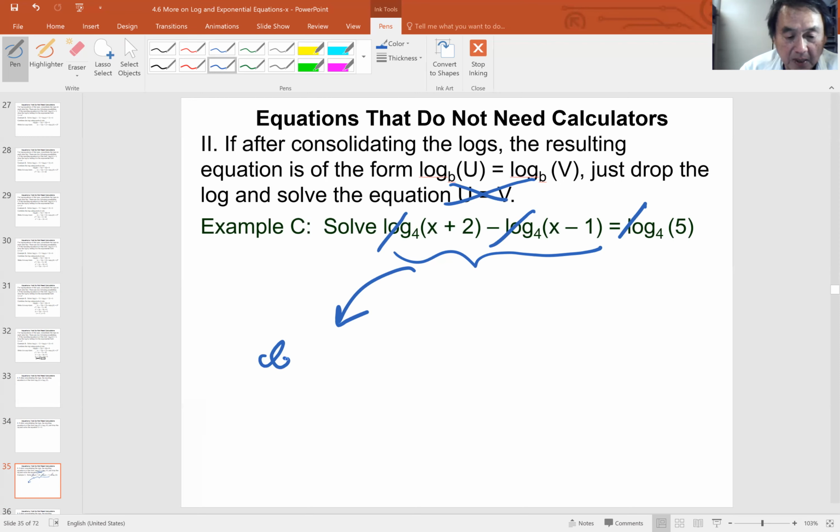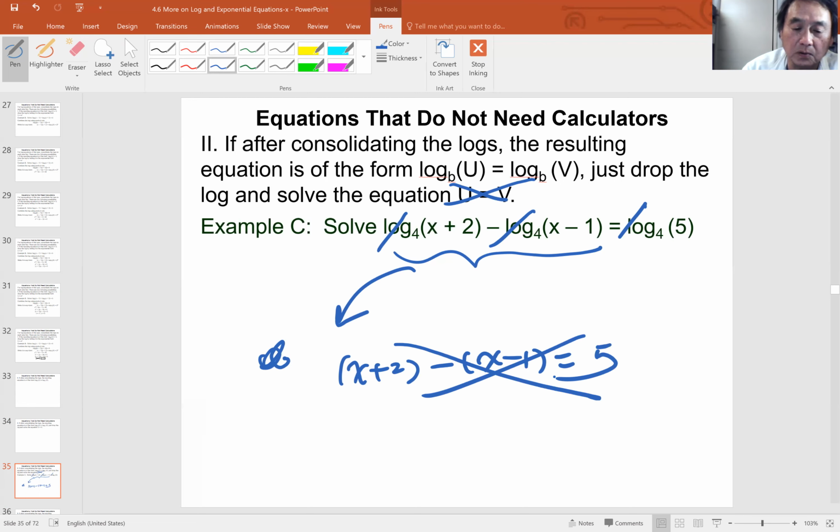It does not mean you can say, oh, I have 3 logs added and subtracted, therefore I can just drop the log: x plus 2 minus x minus 1 has to be 5. No, no, no. The rule only works when you have a single log equal to a log of something. One log equal to another log. Then you can conclude that U equals V, not when having 3 of these.